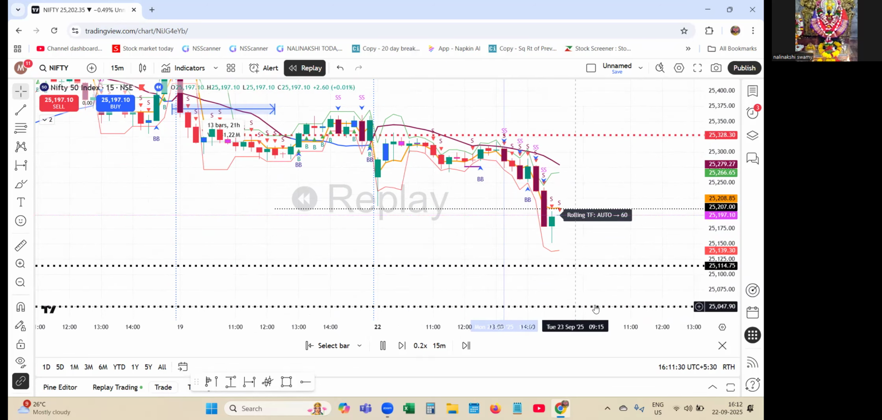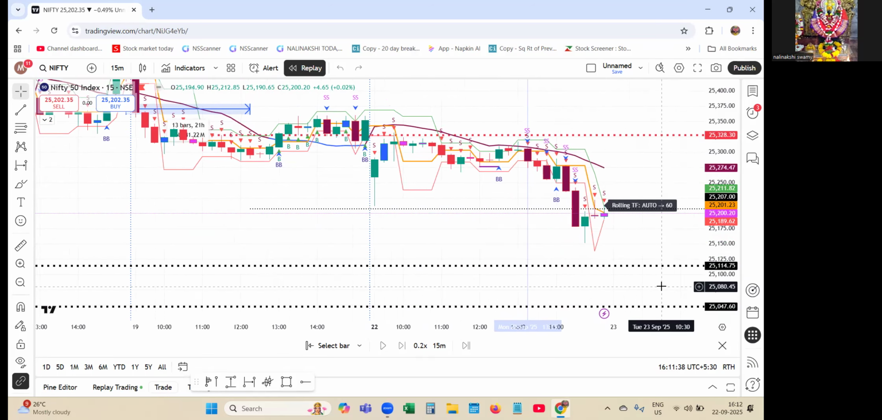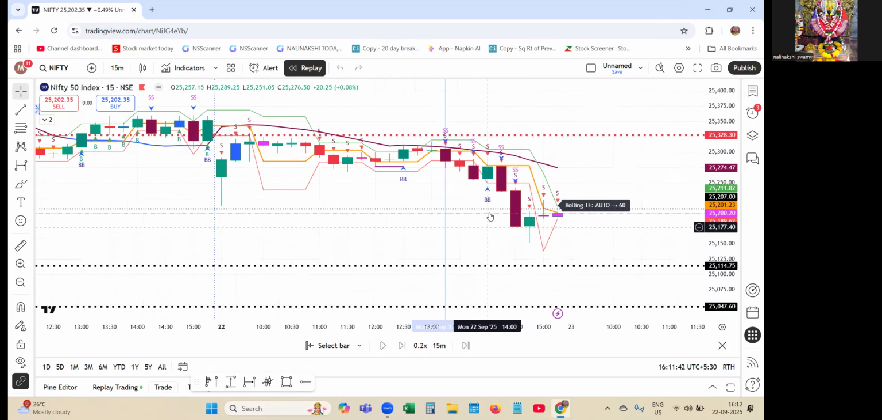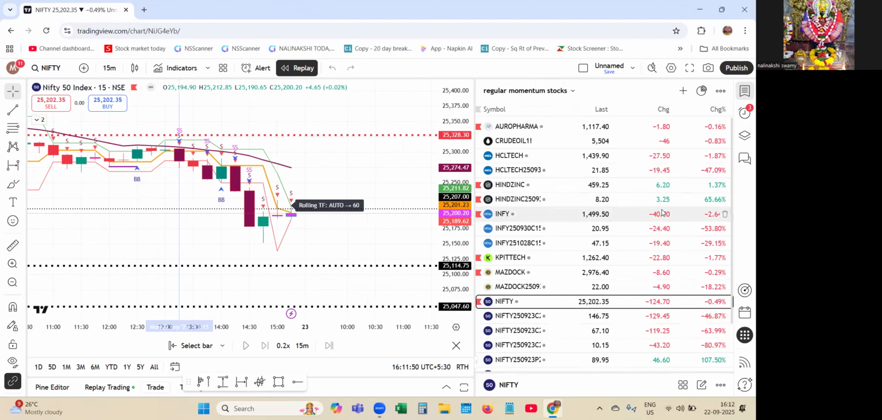Let me see. So it is already 3:15. The market has closed. Let me show the playback mode for the put option, how it mimics the underlying and how you could have taken the trade.